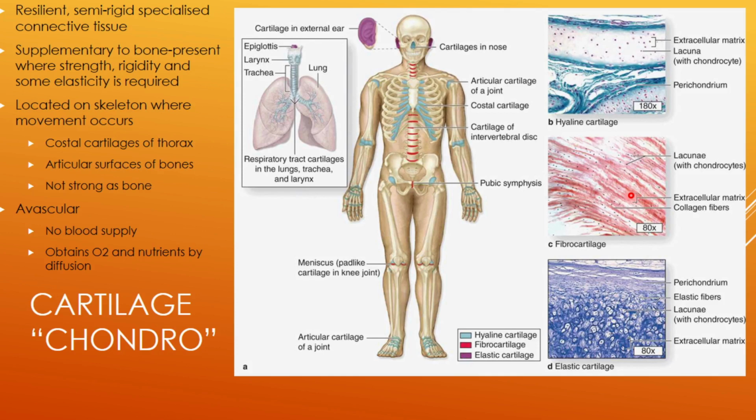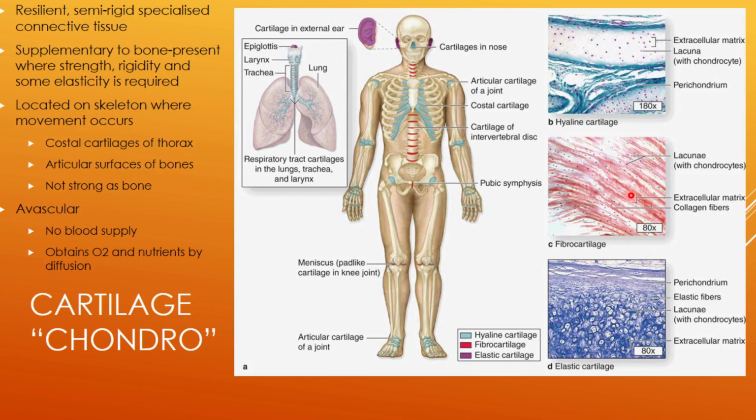For example, the cells that make up cartilage are called chondrocytes. Chondro for cartilage, cyte for cell. So there are 3 types of cartilage that you should be aware of. The one you will come across probably most, possibly every day of your anatomical endeavour, will be hyaline cartilage.